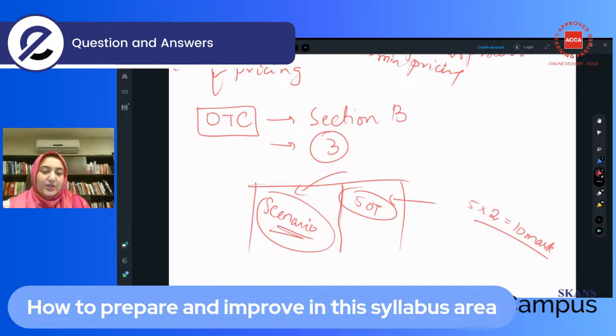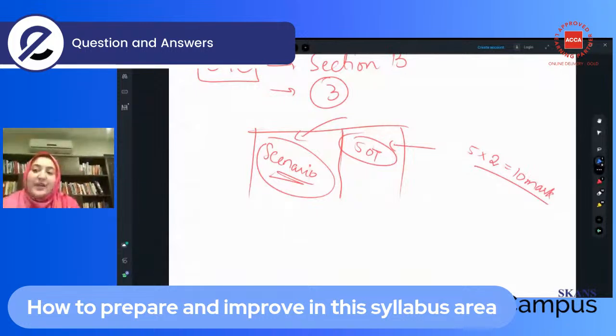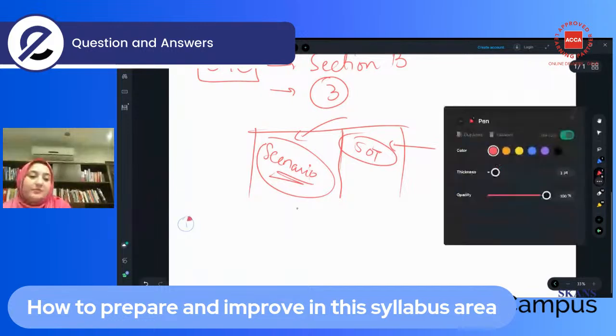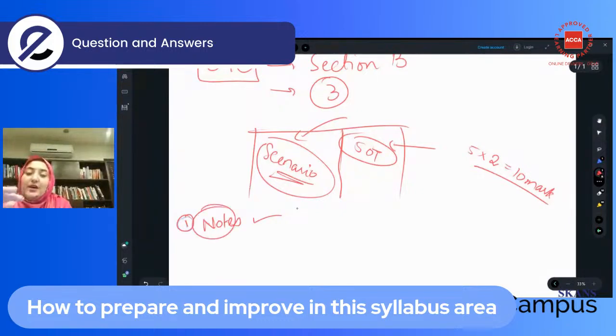Now I have a very interesting question which I would really like to explain: how to prepare and improve the performance in a particular syllabus area, especially for these first 2 weeks. I think there are a couple of things you need to do to prepare a topic fully, and then prepare it to the level where you're comfortable with all sorts of questions in the exam. First thing is to definitely cover any textbook, or for SKANS eCampus, the notes you are using for PM. That's the first thing I think you should be doing.